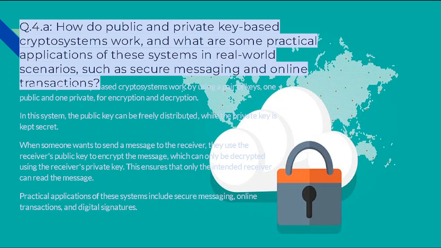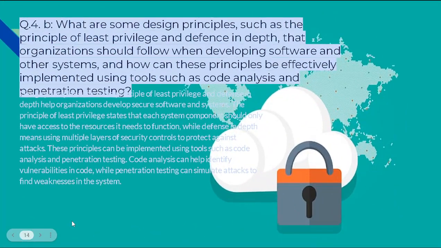When someone wants to send a message to the receiver, they use the receiver's public key to encrypt the message, which can only be decrypted using the receiver's private key. This ensures that only the intended receiver can read the message. Practical applications of these systems include secure messaging, online transactions, and digital signatures.